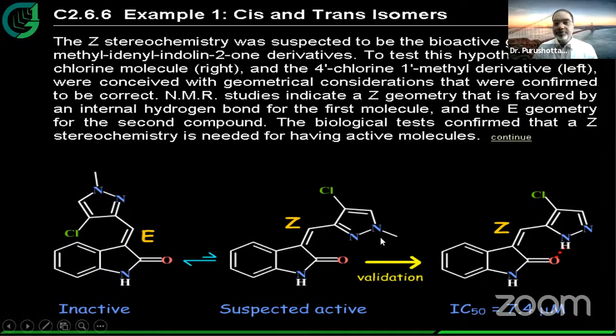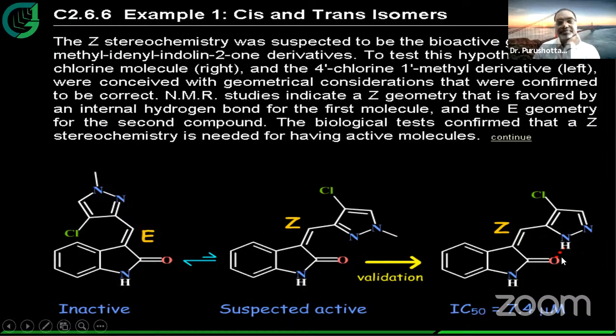So if you remove the methyl group from the pyrazole ring, then you could see that it will have the NH on the pyrazole, and this will lead to hydrogen bonding. If the compound is actually active in the configuration shown here with IC50 7.4 micromolar, then this compound will certainly be more active.